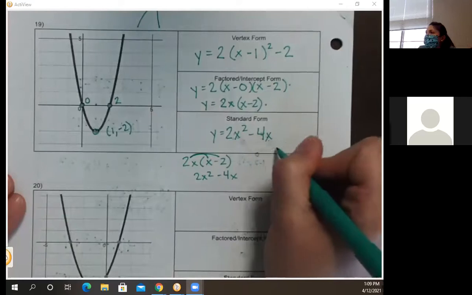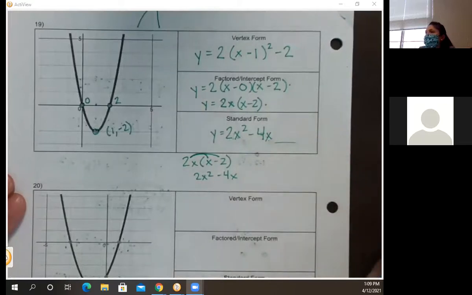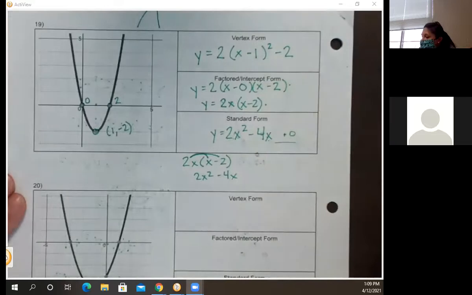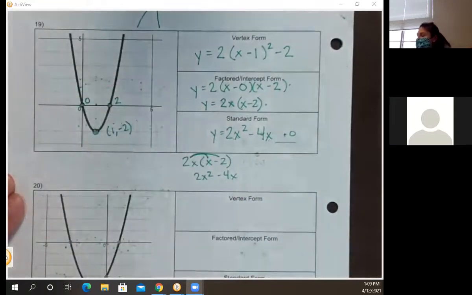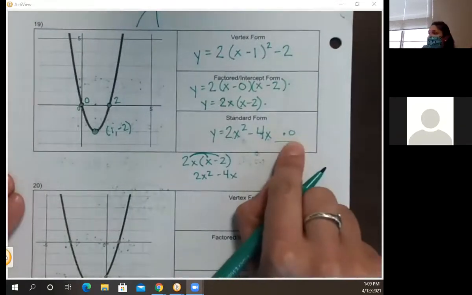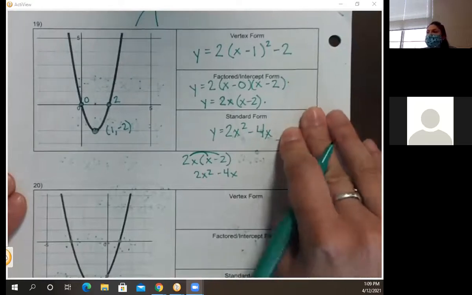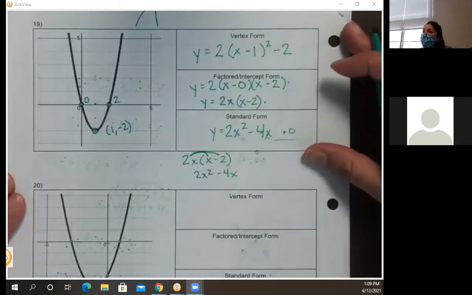What's the y-intercept that I would get from this function? I don't see a constant term here. Yeah, 0, right? If I don't see it, that means that it's 0. And if I look at my graph, my y-intercept is at 0. If you fill in the plus 0, that's fine. If you leave it off, that's fine. They mean the same thing. Questions on number 19?